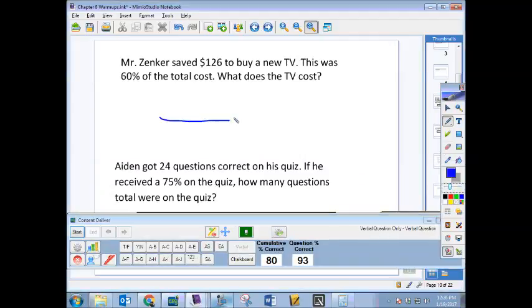So now let's just do that. We're going to do our percent proportion. So that's going to be part over whole equals percent over 100, right? We know the percent's going to be 60. Now I like to put labels, as I've said 100 times. What is the 60%? What's happening to that 60%? How much he saved. That's how much he saved for his TV.